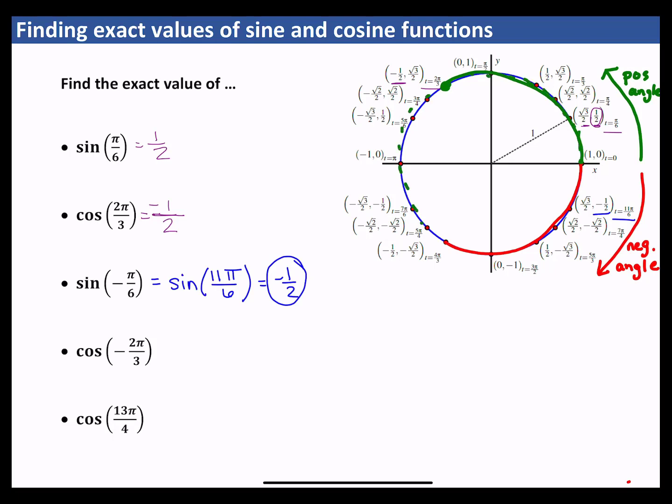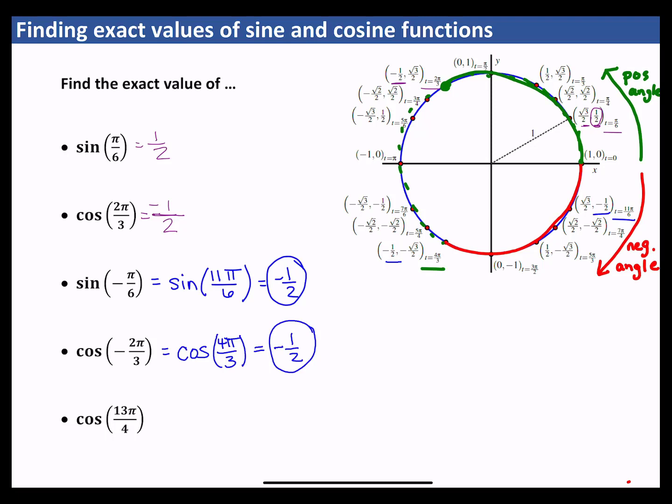And that means we can say that the cosine of negative 2 pi over 3 equals the cosine of 4 pi over 3. Again, regardless of how we think about getting to this point, we see that the x-coordinate is negative 1/2. Therefore, the cosine of negative 2 pi over 3 equals negative 1/2.